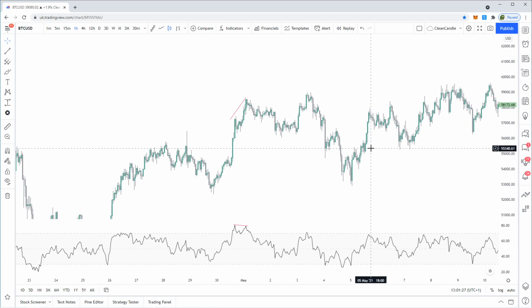And one way of always confirming if your divergence is legitimate or not is making sure that you're swapping to a line chart.